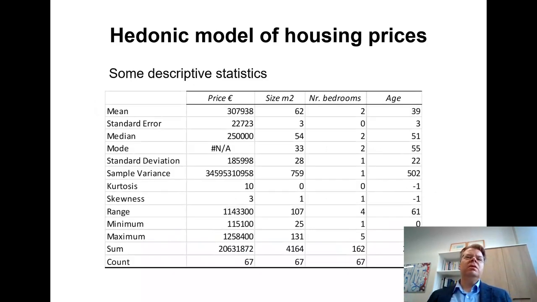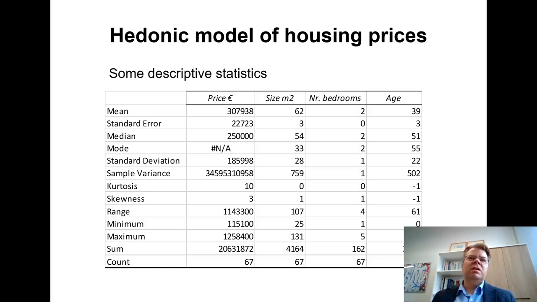So here are some of the descriptive statistics of this data. The sample size is 67, which means that there were 67 apartments or houses sold. Actually, I think all of these observations are apartments in Tapiola. So this is data that covers 1 year. And so it means that there were 67 apartments sold during that year for the average price of 308,000 euros.